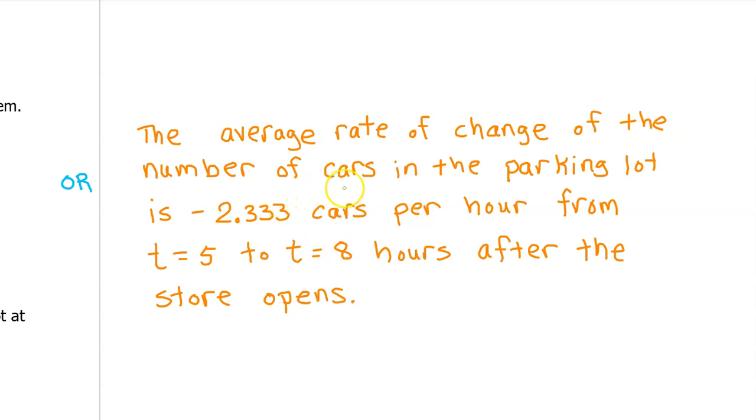Here's another interpretation that some students prefer. The average rate of change of the number of cars in the parking lot is negative 2.333 cars per hour from t equals 5 to t equals 8 hours after the store opens. Some students prefer this method because you don't have to talk about decreasing or increasing and worry about dropping the negative sign. You can just say the average rate of change is negative 2.333.